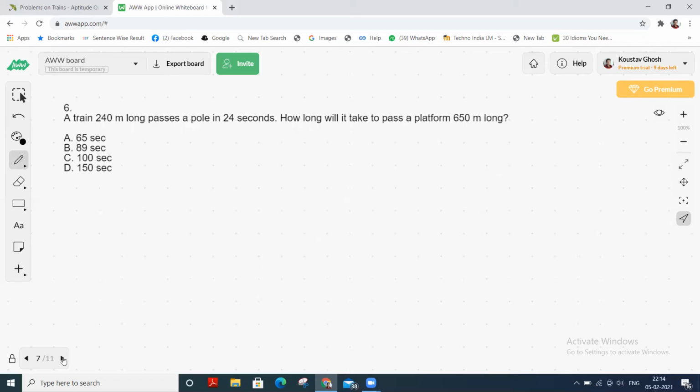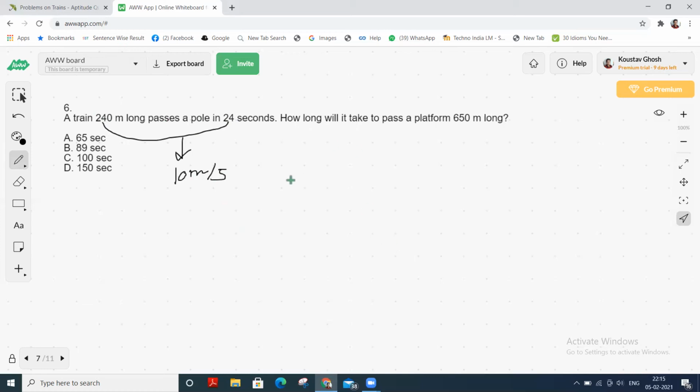Now see the next question. A train 240 meters long passes a pole in 24 seconds. How long will it take to pass a platform 650 meters long? So the speed is 240 meters per 24 seconds, which means 240 by 24, that is 10 meters per second.